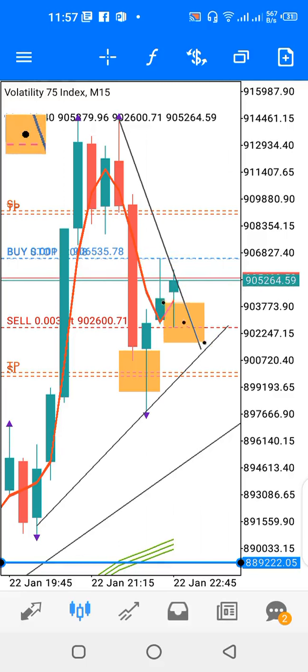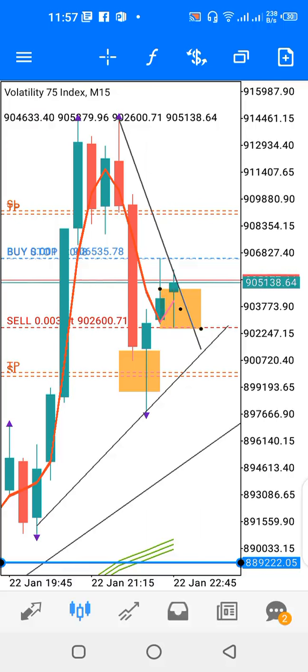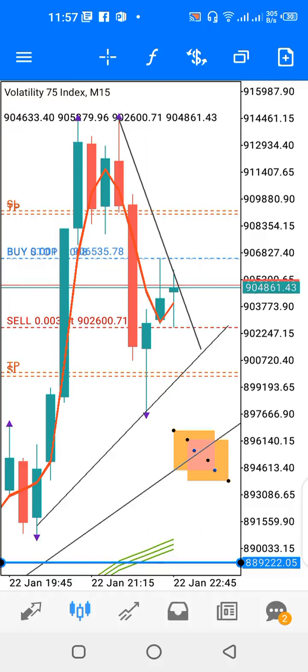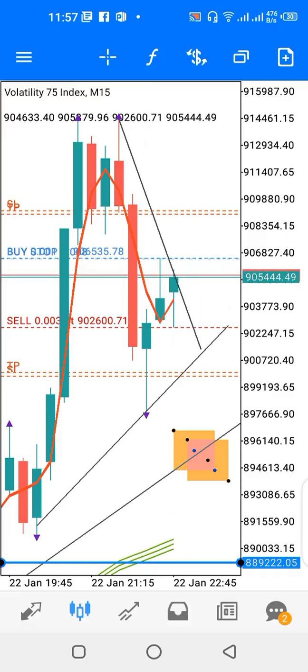It has already gone a bit down, but we are having a wick here and price is heading up. So upside is favored as regards this trade. Upside is favored for now, but let's see what happens. Price is attempting to go up.